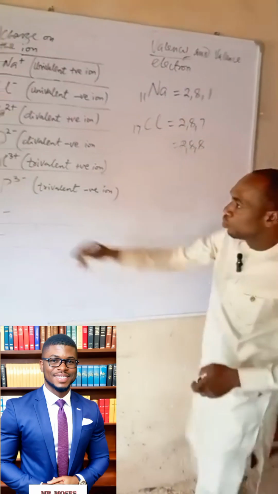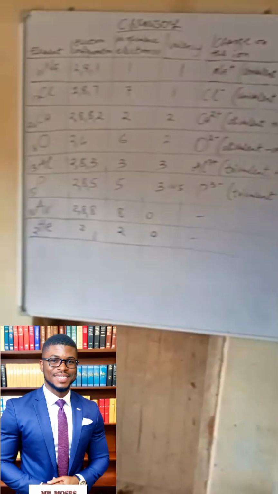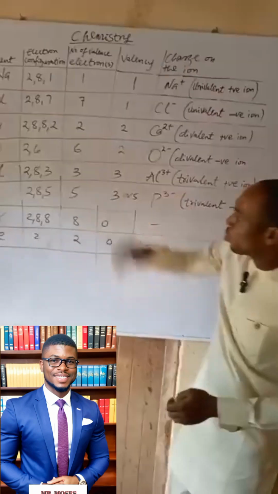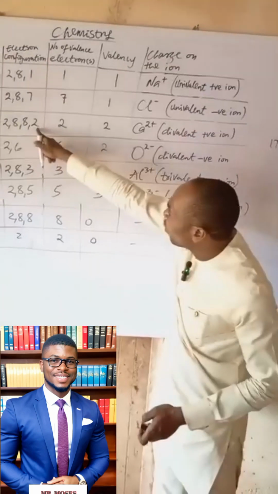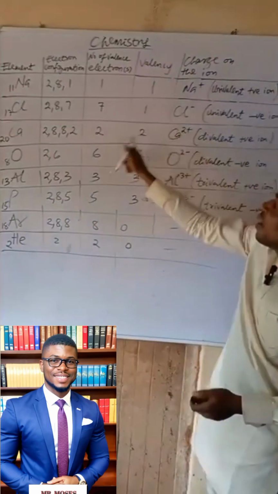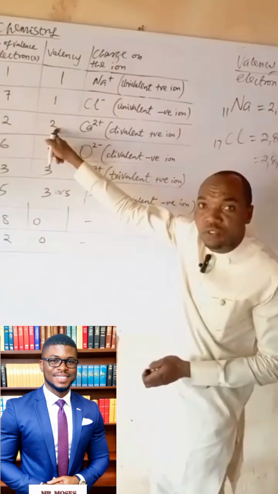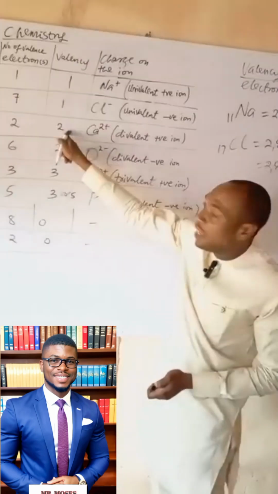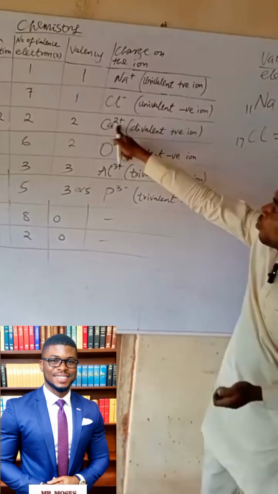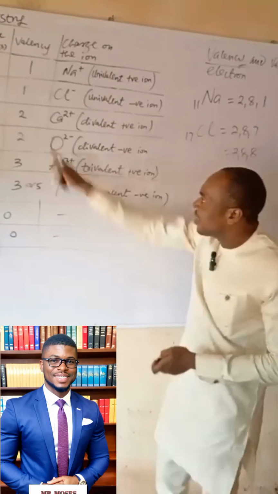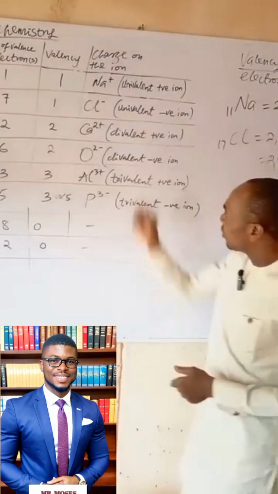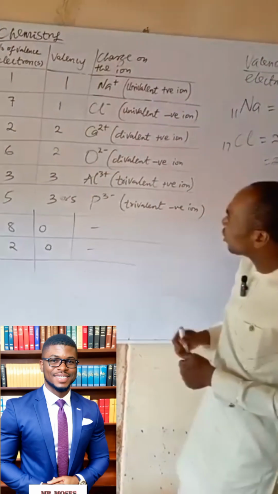The same thing is applicable to calcium and oxygen. Calcium is 2, 8, 8, 2. That's atomic number 20. Then the number of electrons in the outermost shell is 2. That's the number of valence electrons, and that corresponds to the valency. It combines with other elements by loss of 2 electrons, and that's why we have calcium as divalent, because the valency is 2. Divalent positive ion, because it ionizes by loss of 2 electrons.